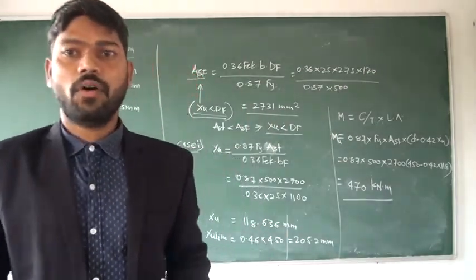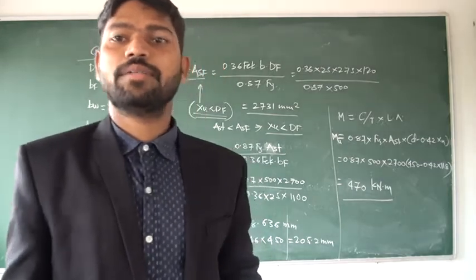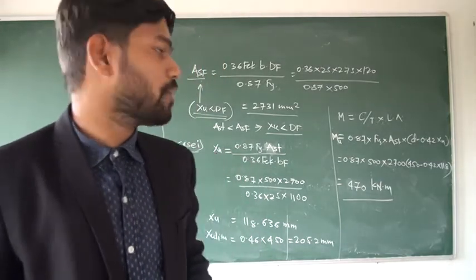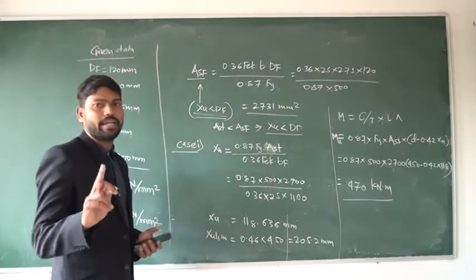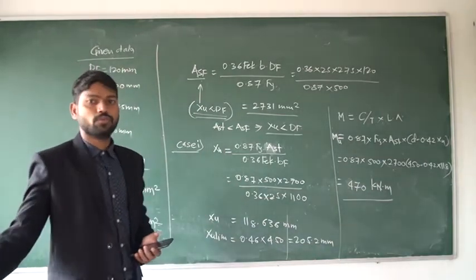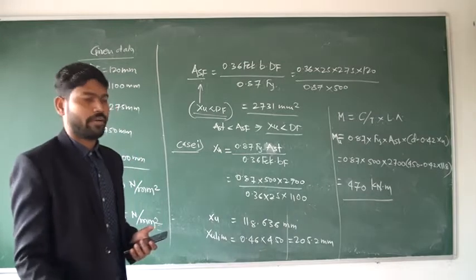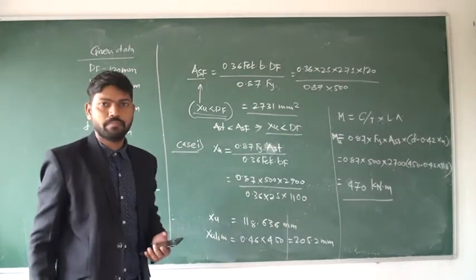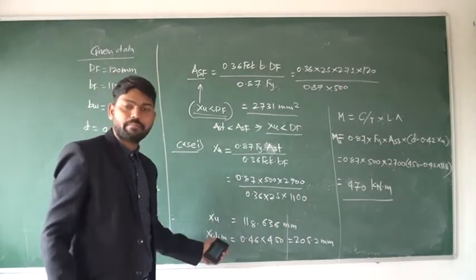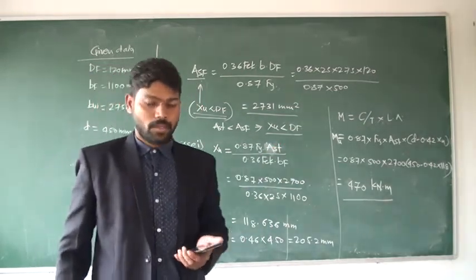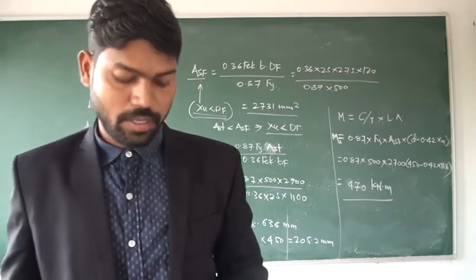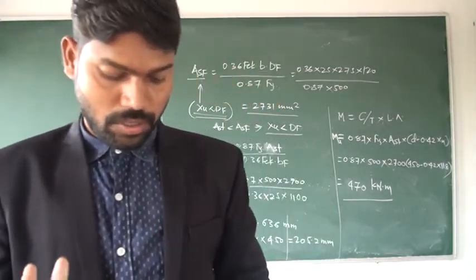So the calculation for case number 1 is very simple. Just calculate the value of ASL, that is one additional step as compared to your singly reinforced rectangular section. Otherwise, all other steps remain the same. Calculate XU, compare with XU limit, and calculate here. So this is the first numerical, in which the case was case number 1.